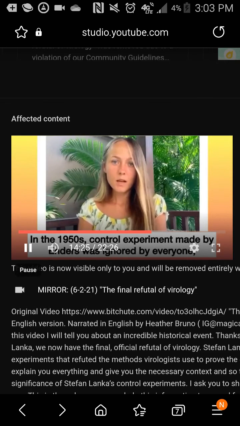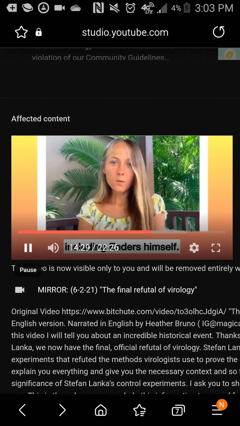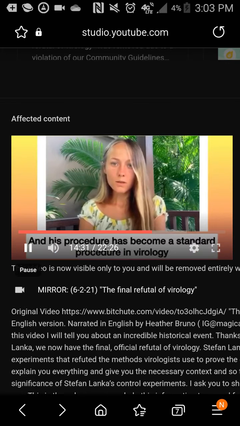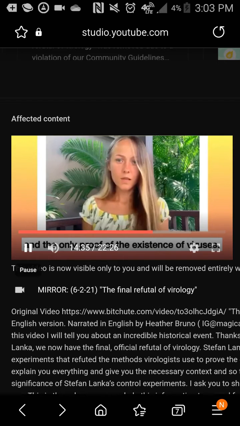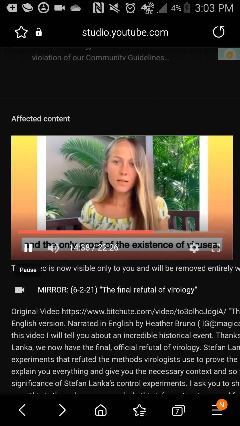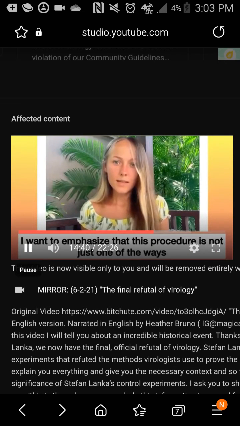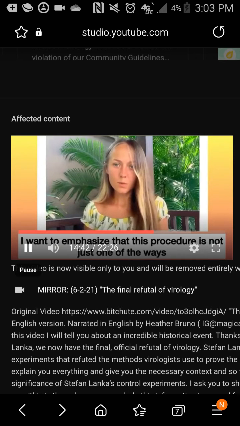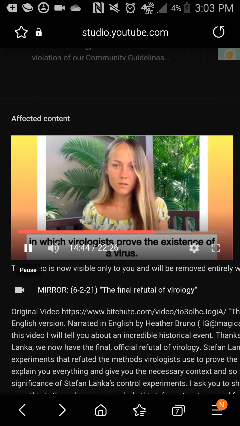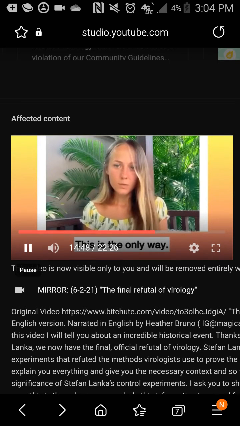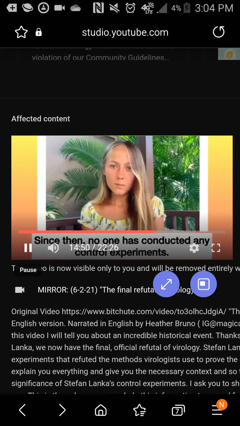In the 1950s, the control experiment made by Enders was ignored by everyone, including Enders himself, and this procedure has become a standard procedure in virology and the only proof of the existence of viruses. I want to emphasize that this procedure is not just one of the ways in which virologists prove the existence of a virus. This is the only way. Since then, no one has conducted any control experiments.